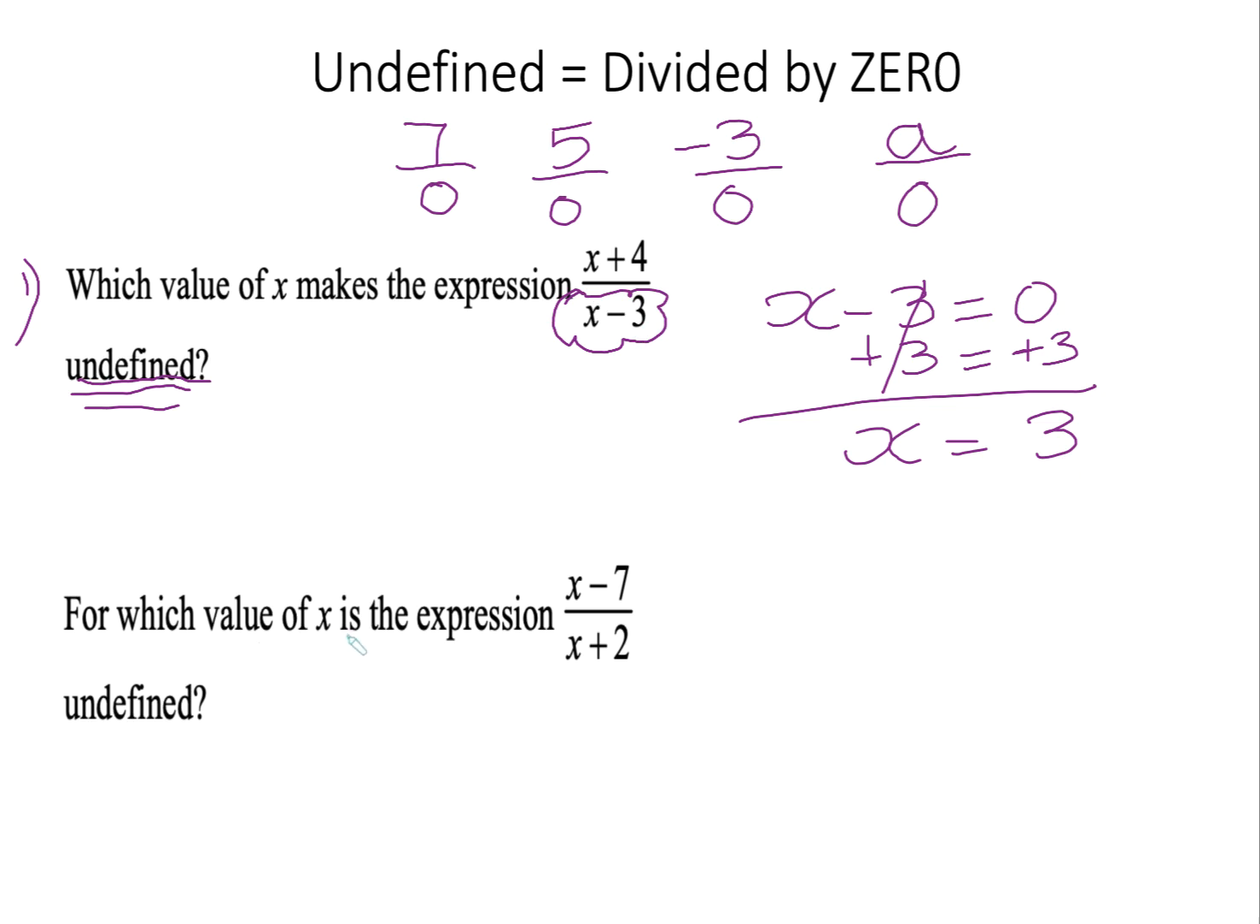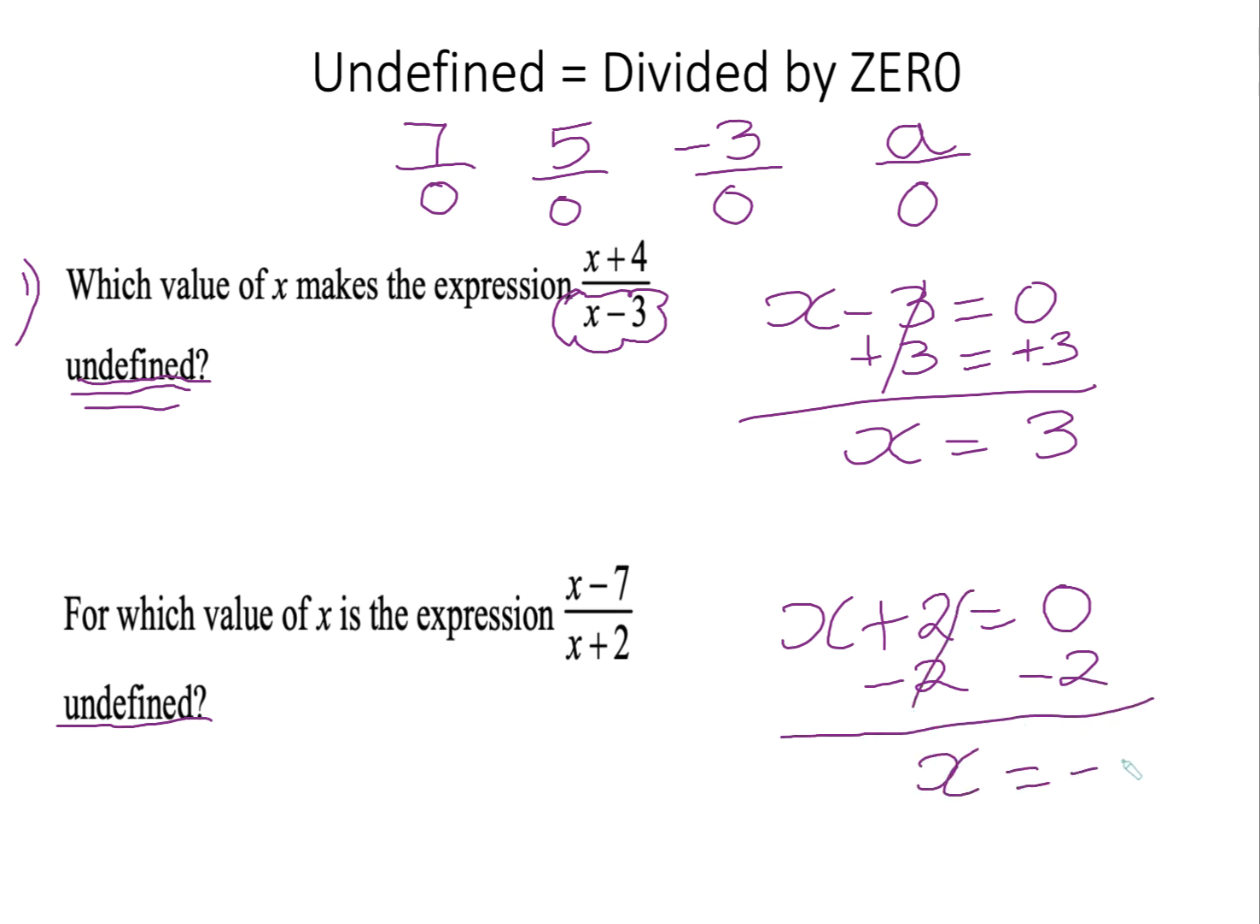For which value of x is the expression x minus 7 divided by x plus 2 undefined? The keyword again is undefined. Undefined means that your denominator is 0. Our denominator is x plus 2, and we want to find out what value for x will make this 0. So we're going to set it to 0 and solve for x. We're going to subtract 2 from both sides. So x equals -2. You can check this, replace this x by -2.